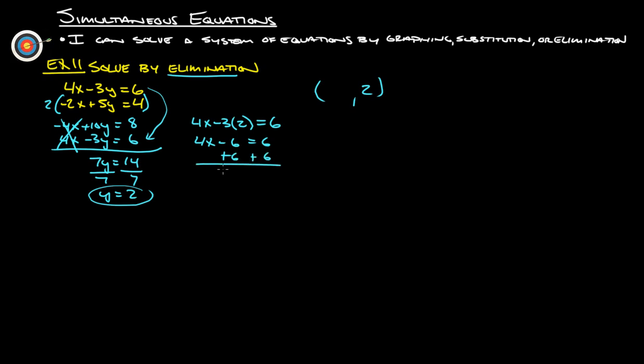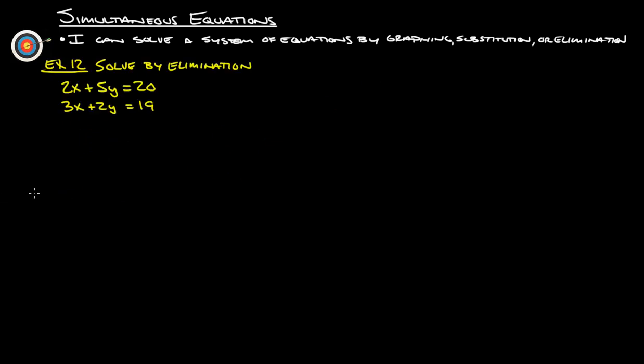Solve this thing here. We add 6 to both sides. 4x equals 12. Divide by 4, both sides. And we get x equals 3. So the solution is 3, 2. Okay, that's the point where these two lines are going to intersect. All right. Two more examples here.